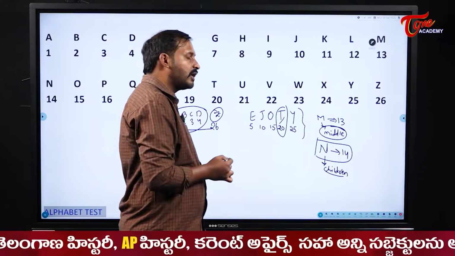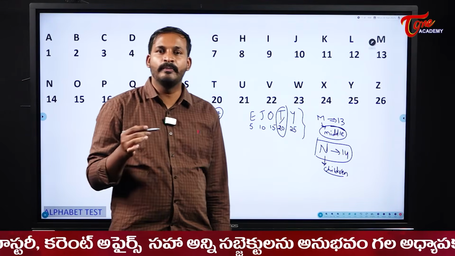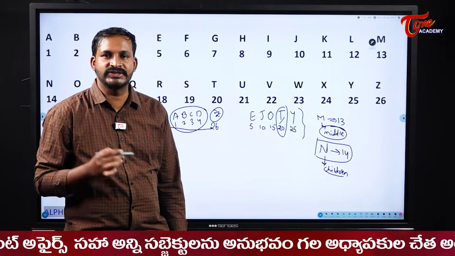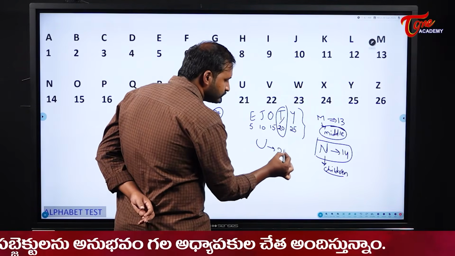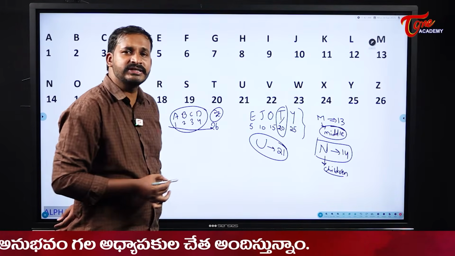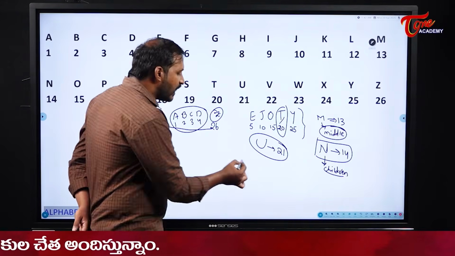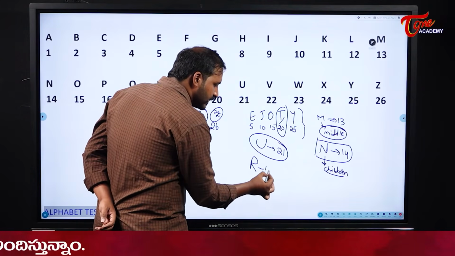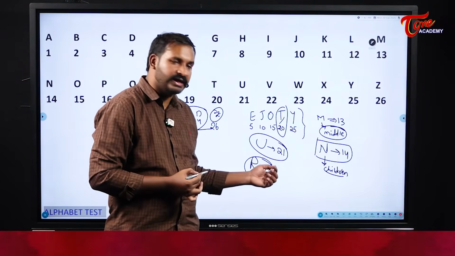Okay, sir, good. Now what is the minimum age to write the UPSC examination? UPSC examination, what is the minimum age students? 21 years. So that means U is for 21. What is the right to vote age in our country? 18 years. So R for 18.